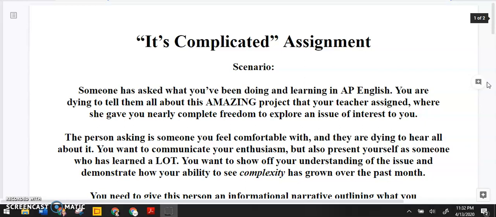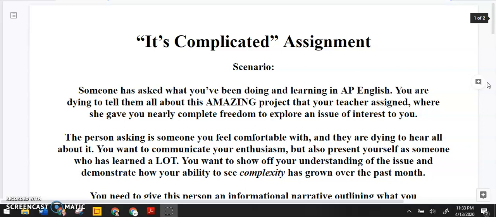So I want you to think of it as a scenario. Consider that someone has asked you what you've been doing and what you've been learning in AP English. You want to tell them about this amazing project that your teacher assigned where she gave you complete freedom to explore an issue of interest to you, which you started by reading a book of your choice. So the person asking you about what you're learning is someone you feel comfortable with. They're dying to hear all about it.